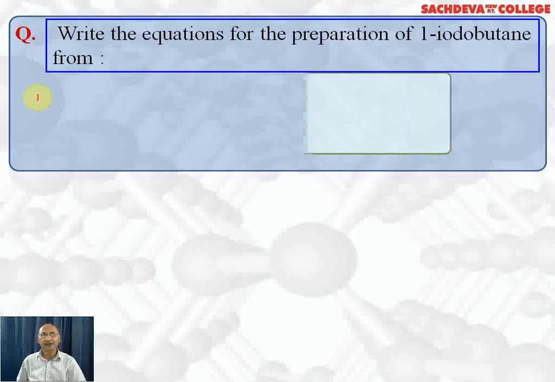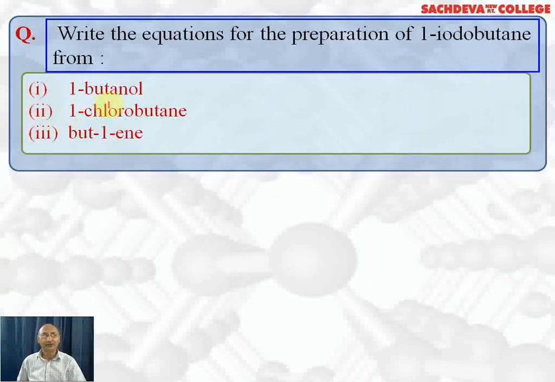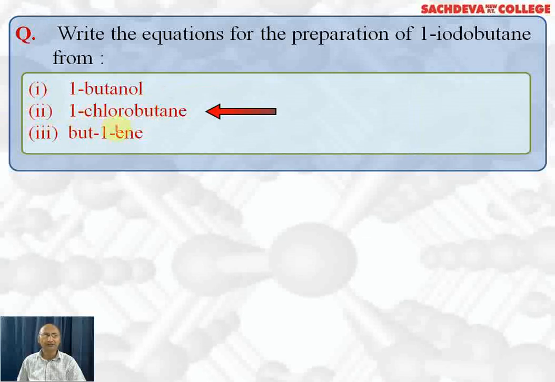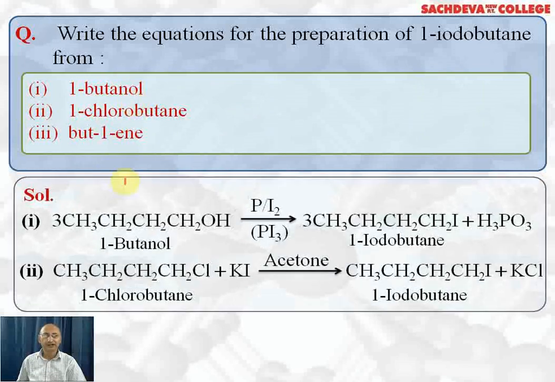Next we have to write the equation for the preparation of 1-iodobutane from 1-butanol, 1-chlorobutane and but-1-ene. Now from 1-butanol, it is a substitution reaction, more accurately a nucleophilic substitution reaction. So we are reacting with phosphorus and iodine. PI3 will be formed in the reaction mixture itself because it is unstable, and it will replace OH by iodide. So we'll get 1-iodobutane, the side product is H3PO3. 3 moles of 1-butanol are required and 3 moles of iodobutane will be formed.